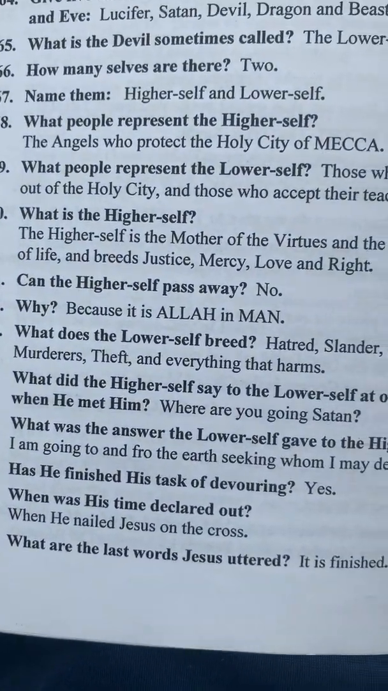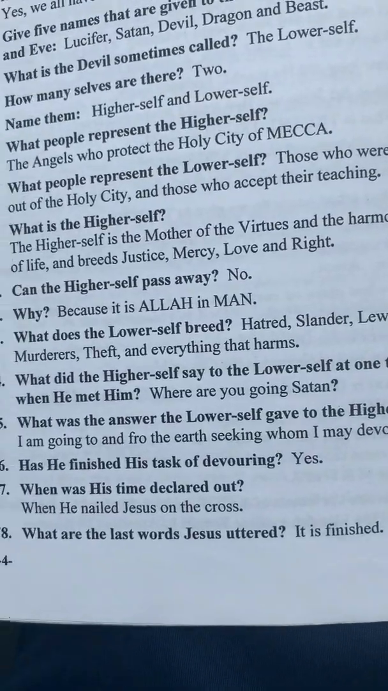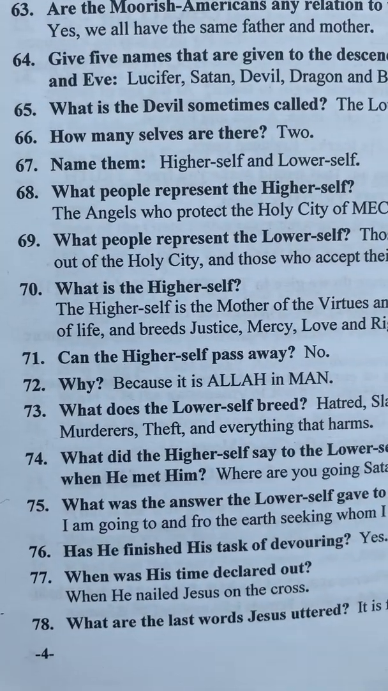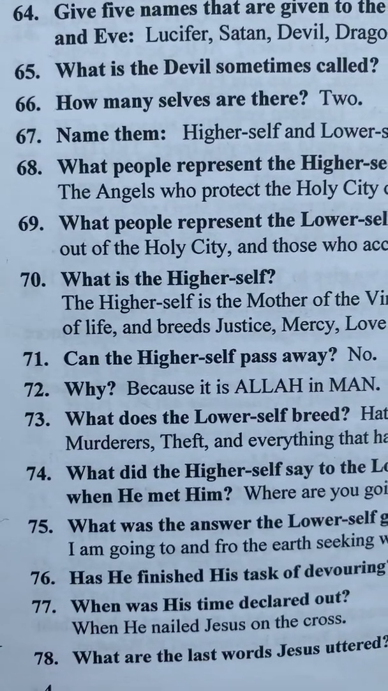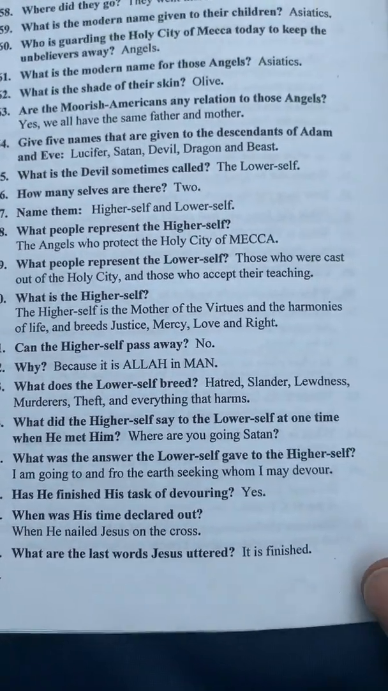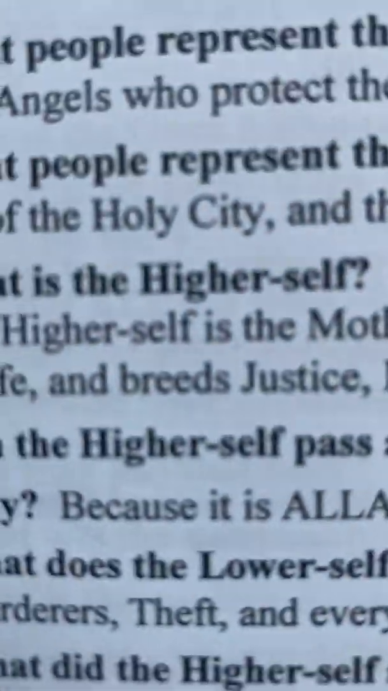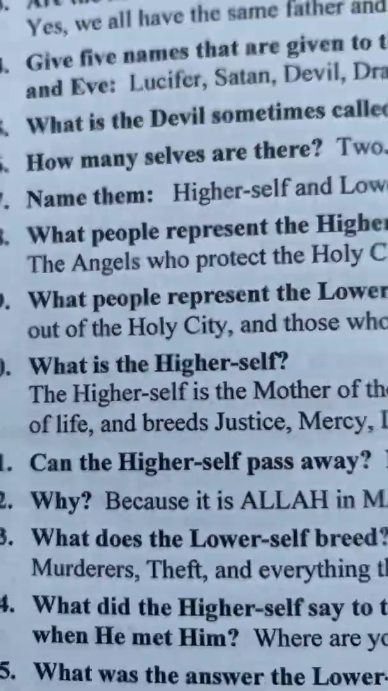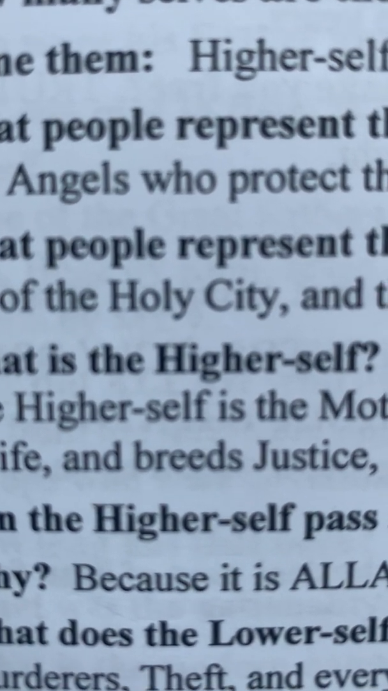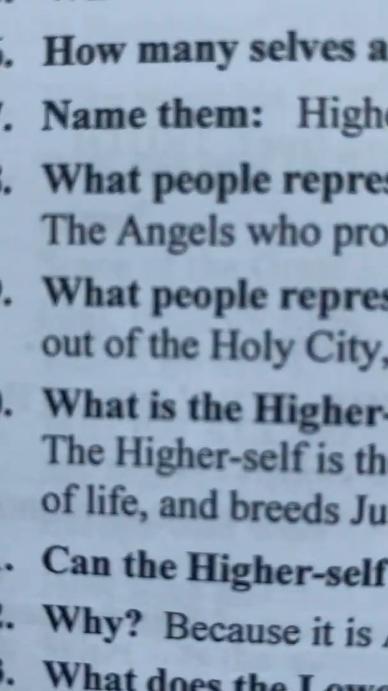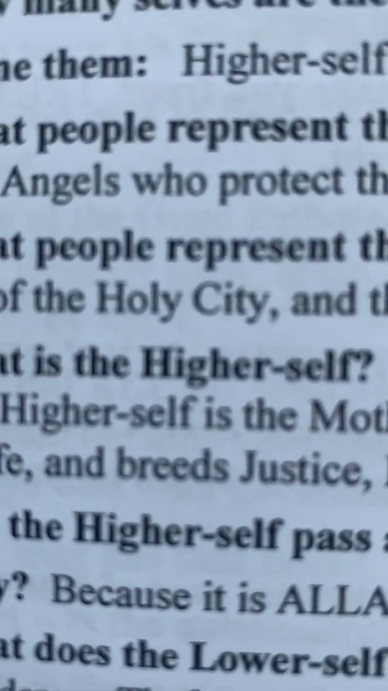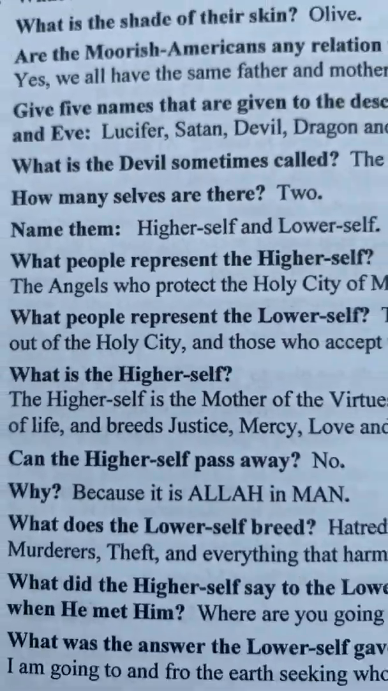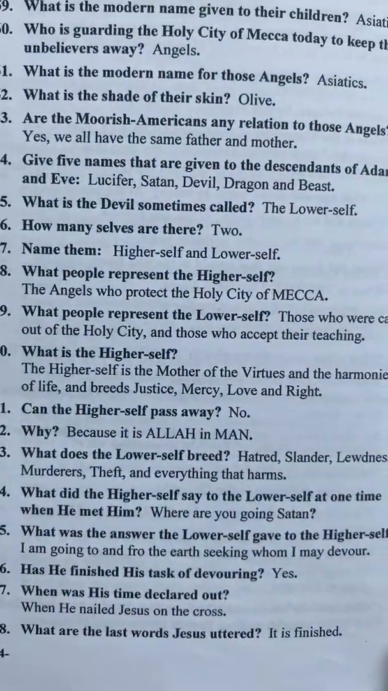What people represent the lower self? Those who were cast out of this holy city. Remember how we said it's cursed? So I wonder who got cast out. The ones that did something to the prophet. Didn't everybody go and set up in Detroit after Chicago? Mecca is Chicago, the holy city, but they set everything up in Detroit. That's why both of them had to get the darn prophecy of being destroyed.